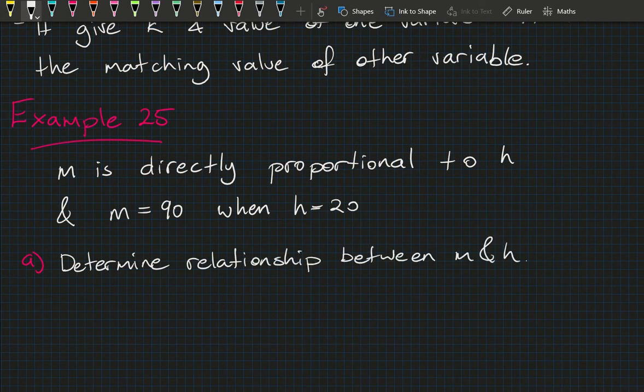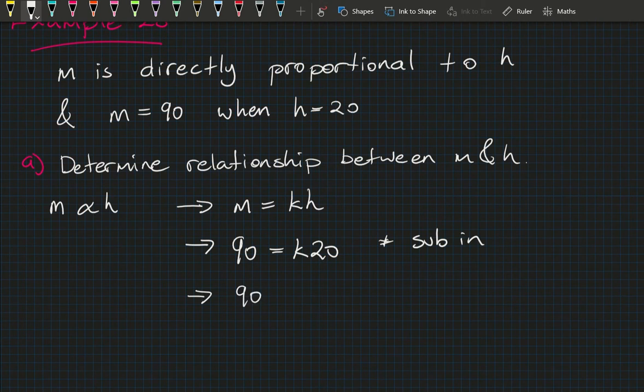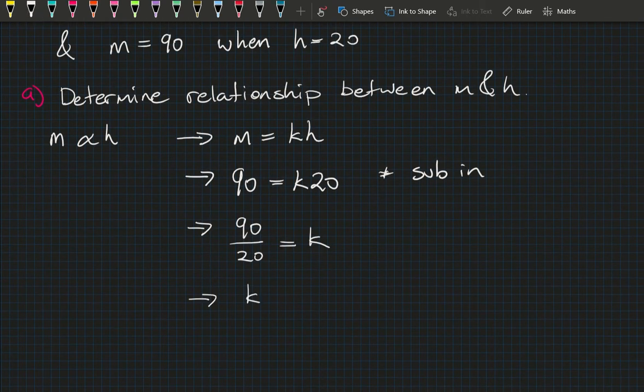So firstly, we know that m is directly proportional to h because we're told that in the question. So that means that m is equal to some k times h. And because we know that m is equal to 90 when h is 20, that means we've got 90 equals k times 20. That's just subbing in the values given in the question. So if I divide both sides by 20, 90 on 20 equals k. And they've both got a common factor of 10. It's going to look a lot nicer if I put the k on the left. So we've got k equals 9 on 2. And because we now know what k is, we can define the relationship between m and h as m is equal to 9 on 2 times h.